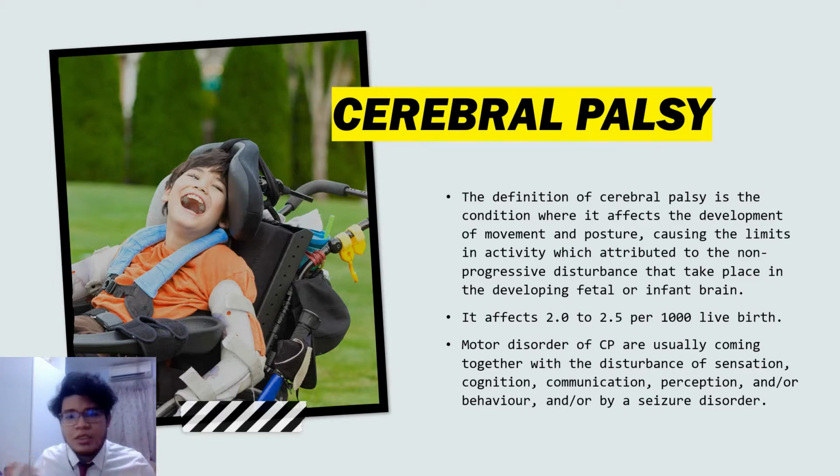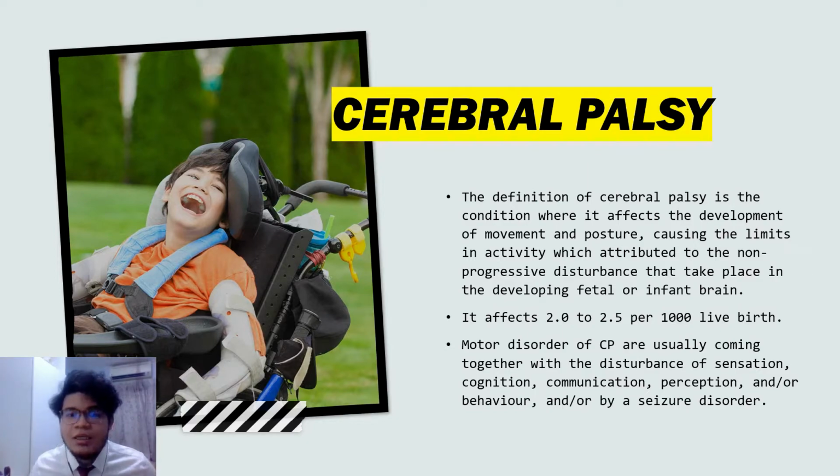So we always heard about cerebral palsy, but do we know what it is? Alright, so in the picture on the left here, that is a person with cerebral palsy. The definition of cerebral palsy is a condition that affects the development of movement and posture, causing limits in activity, attributed to non-progressive disturbances that take place in the developing fetal or infant brain.